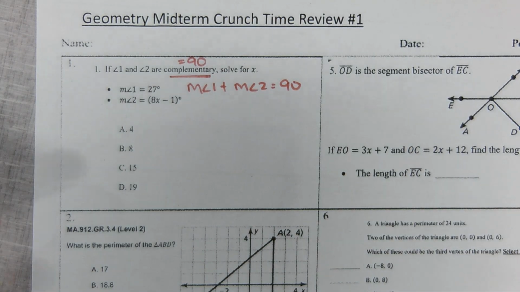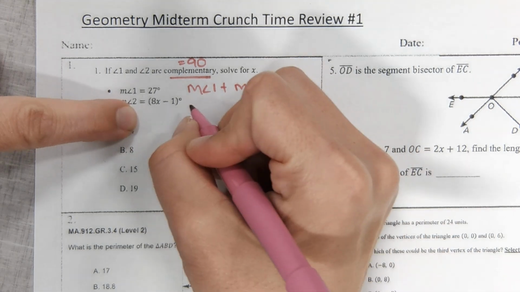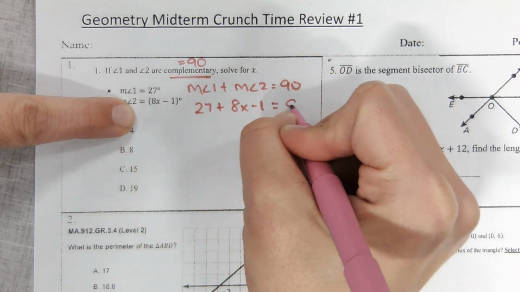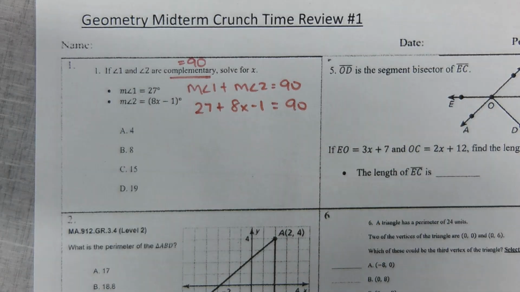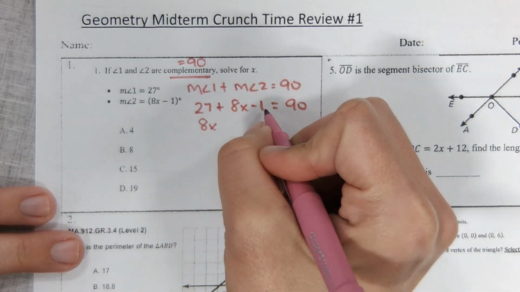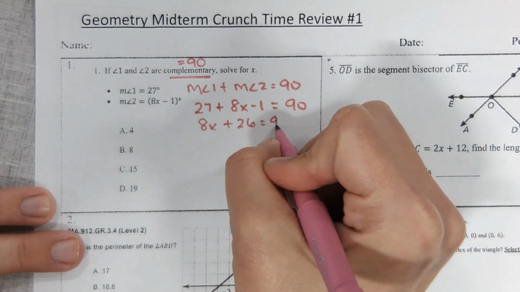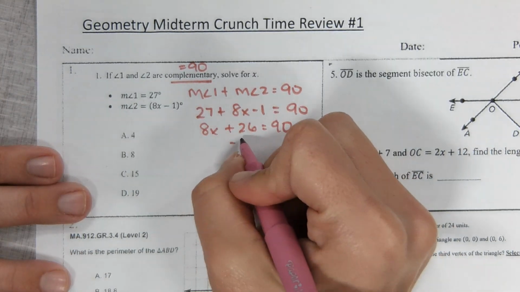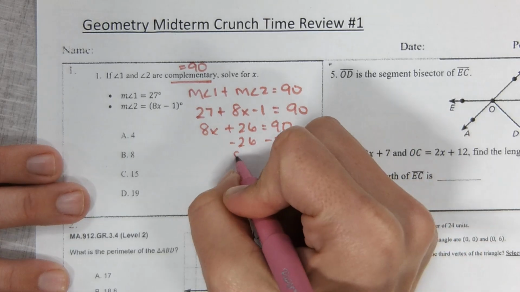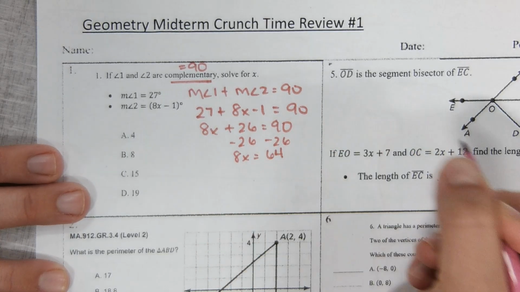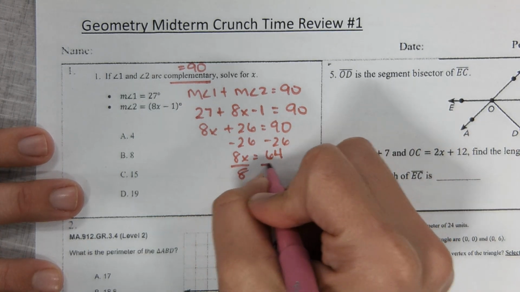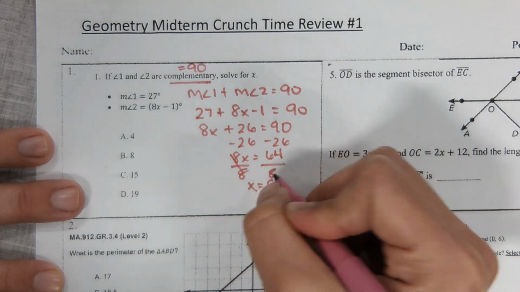And so what I'm going to do is just take these expressions and plug them into the equation. So measure of angle 1 is 27, measure of angle 2 is 8x minus 1, put it equal to 90, and we'll solve for x. So 27 minus 1 is 26. Subtract 26 from both sides, 8x equals 64. Then divide by 8, and x equals 8.